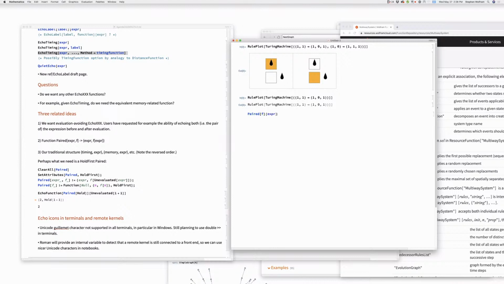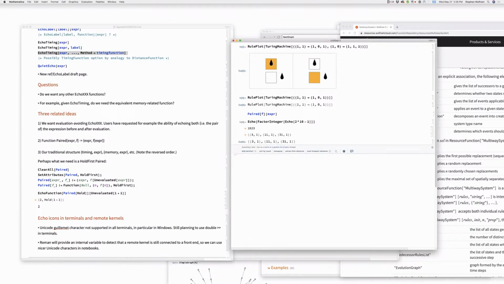So at some level, what would be the advantage of some sort of echo paired thing over just writing echo of f of echo? Like just write echo twice. If that makes sense. Yes. So one thing was, for example, in echo timing, that we don't want to evaluate the expression twice. Sure. So by evaluating the absolute timing of the expression, we get the result from the result. So in this case, we have what goes in, what comes out.